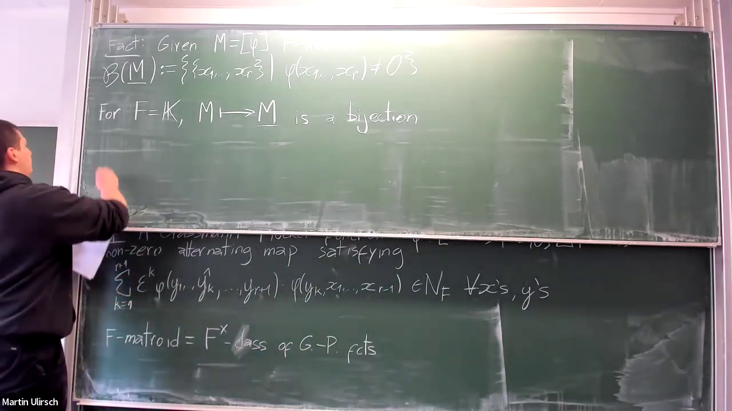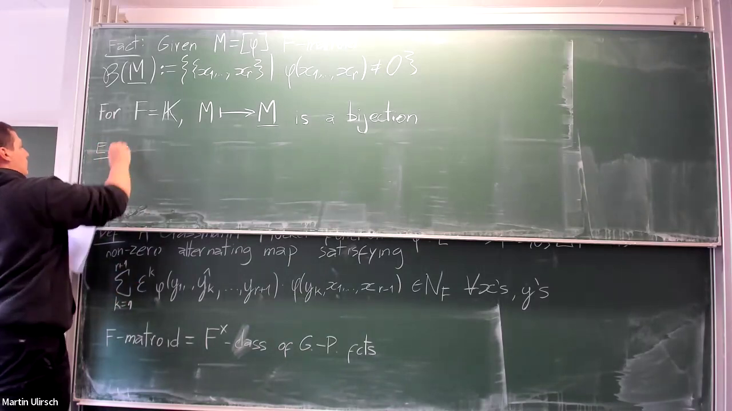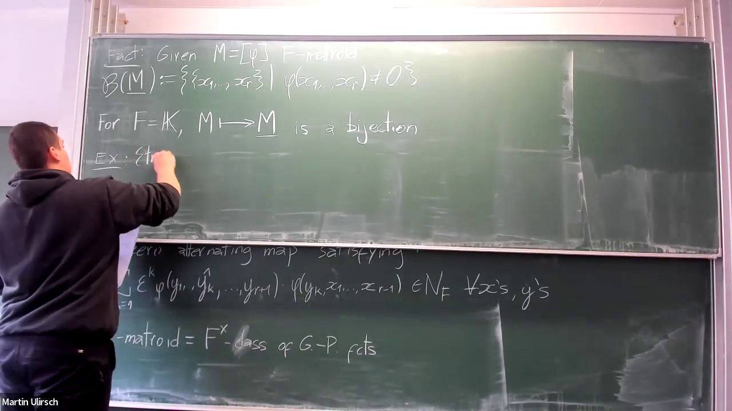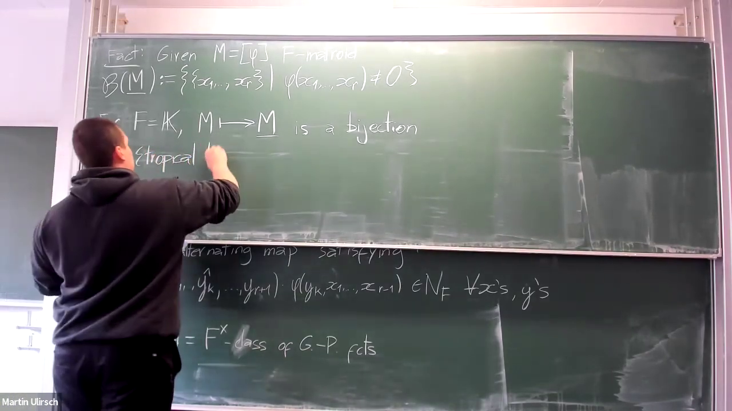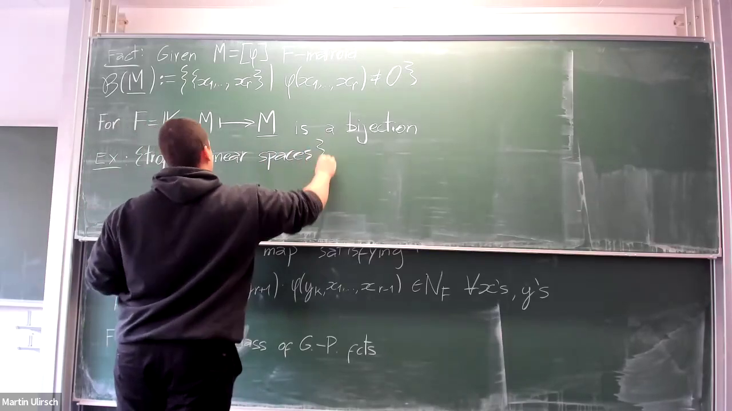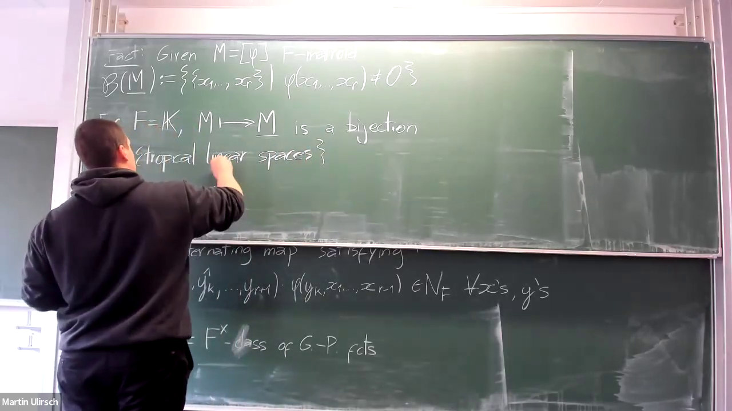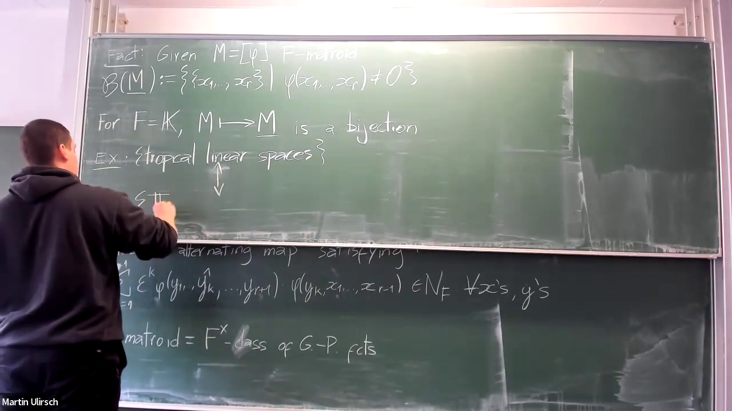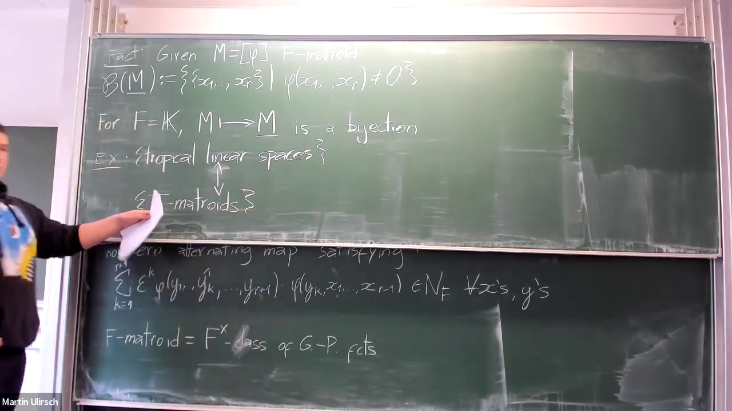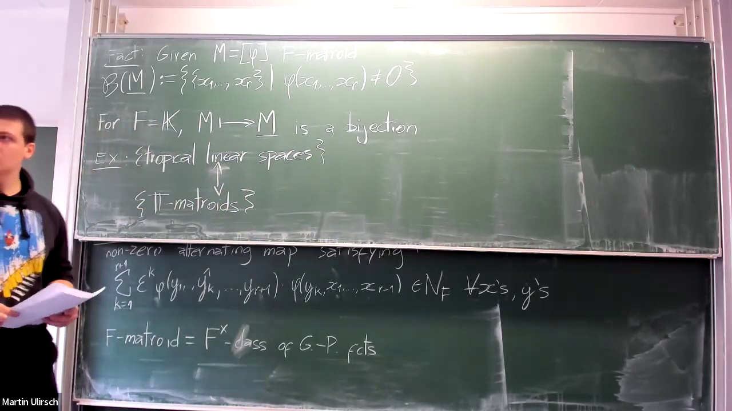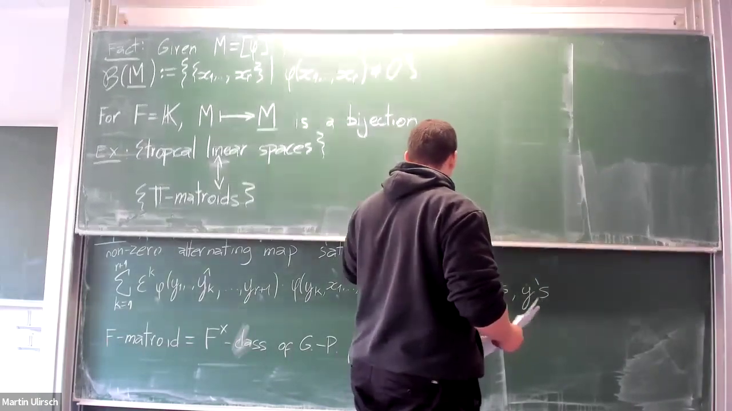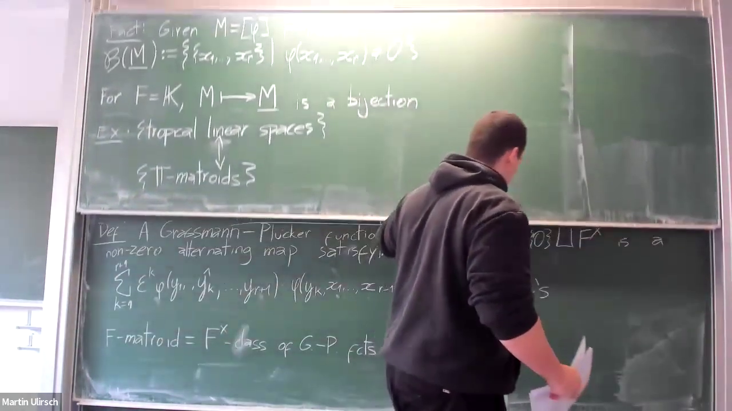And also for valuated matroids, they are in bijection with matroids over the tropical hyperfield. And now another example, maybe the most important one.